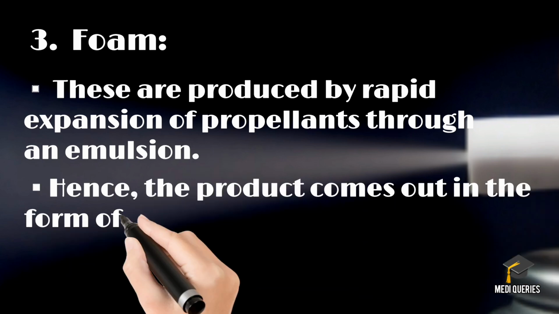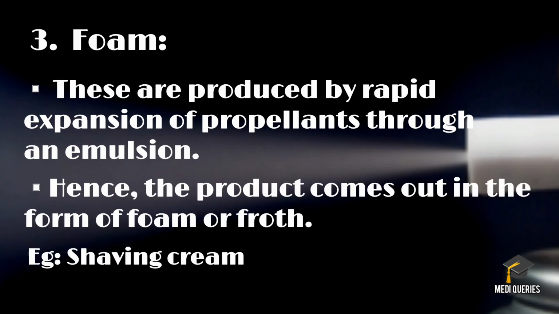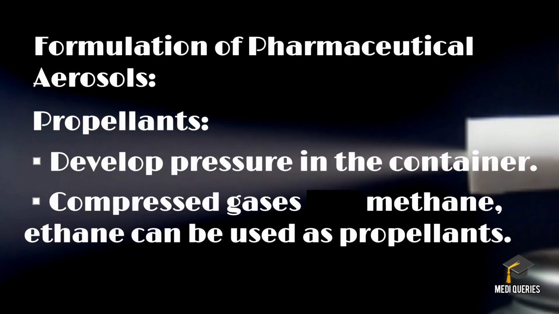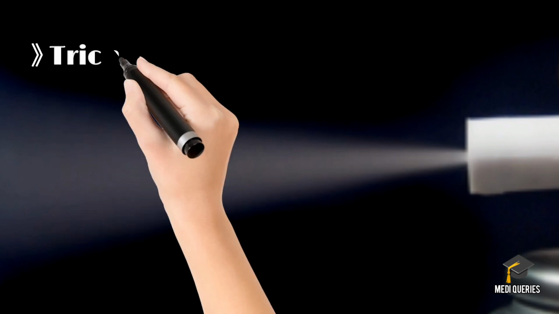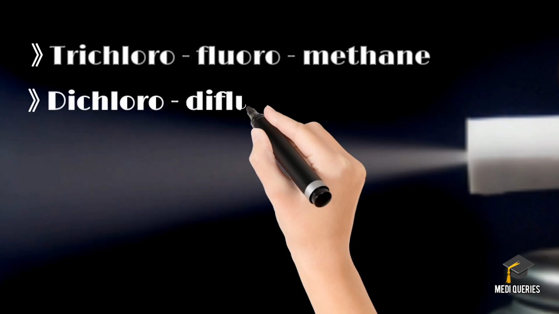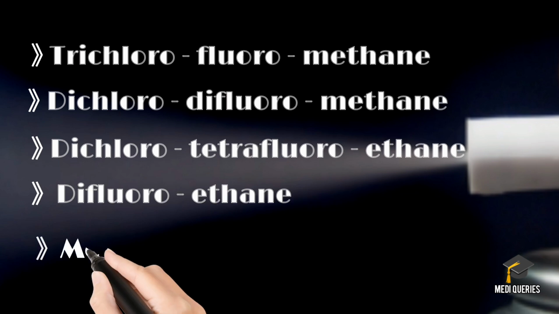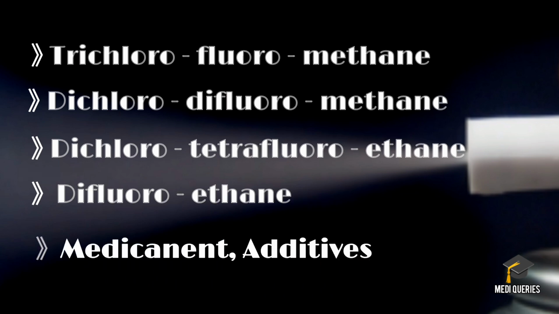And the third one is the foams. These are produced by rapid expansion of the propellant through an emulsion, so the product comes out in the form of a foam or froth. Example, shaving creams. Formulation of the pharmaceutical aerosols. An aerosol formulation basically consists of a propellant and the medicament to be propelled. First we will see the propellant. It develops a pressure in the container. Compressed gases such as carbon dioxide or nitrogen and liquefied gases like methane or ethane can be used as propellants. Compressed gases are not commonly used.